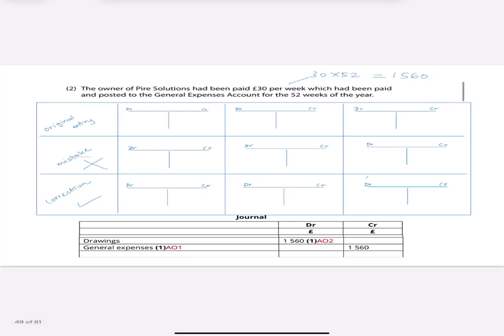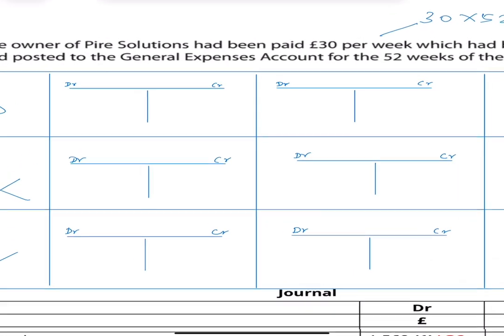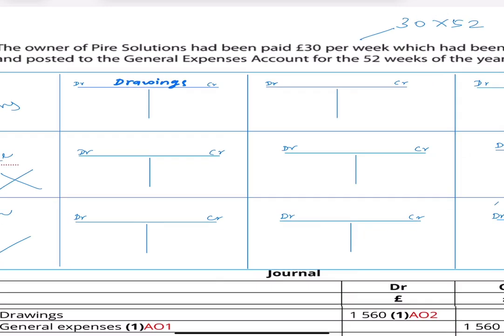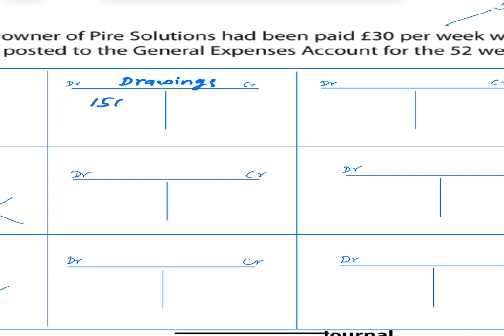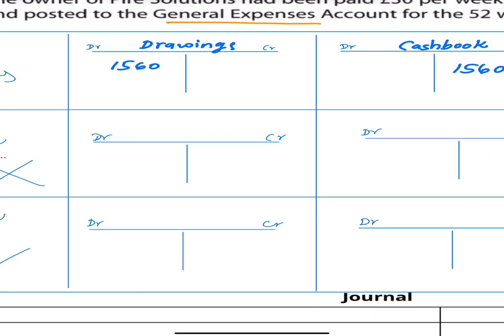Now, let's see the double entry for the original entry. The owner of Here Solution had been paid. That means the business has paid the owner, means it's drawing. Therefore, debit drawings account by 1,560 and you credit the cash book by 1,560. Now, what's the error? Instead of entering it in the drawings account, they posted it in general expense. Therefore, the error is general expense, they are debited.